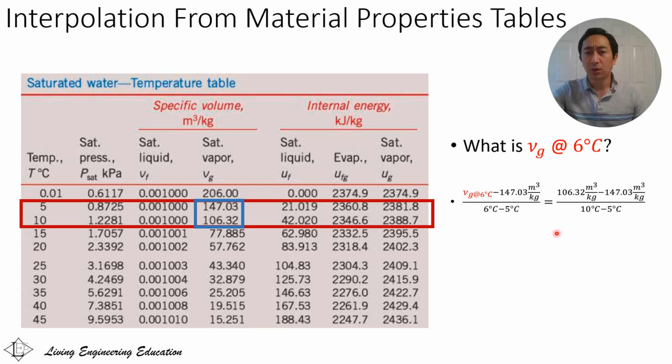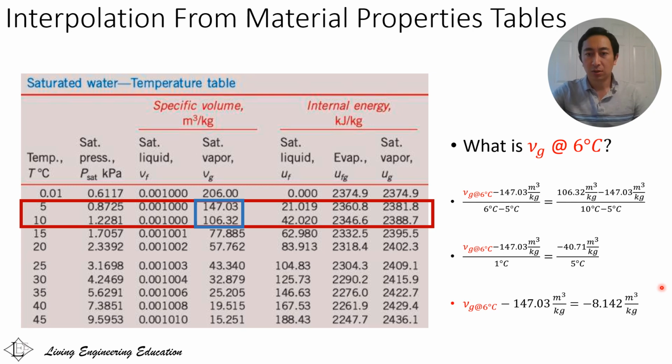All right, so at this point, now you're just solving for our one unknown. We have one equation, one unknown. So we subtract our numerator and our denominator terms here. So we get the simplified form. Same thing here, 6 minus 5 degrees Celsius is 1 degree. And then we try to isolate, right? So I move this 1 degree over, multiply it by 1 degree on both sides. So the units cancel out. That's why I like to keep my units consistent. And then I add 147.03 cubic meters per kilogram on both sides, and I can find my specific volume, right?